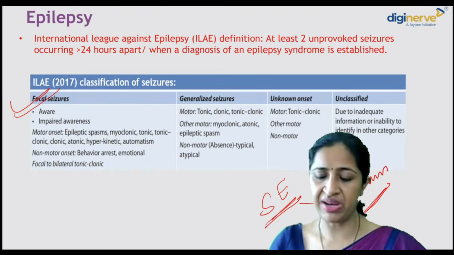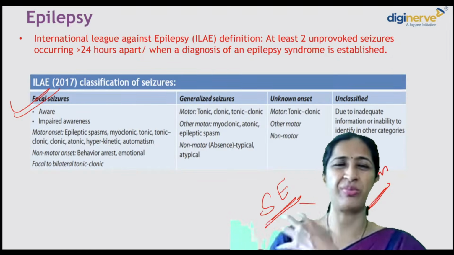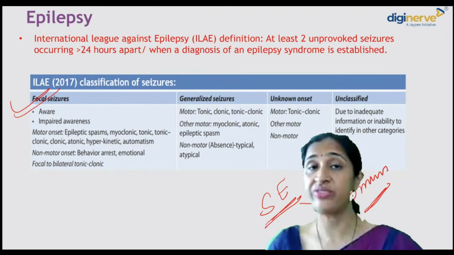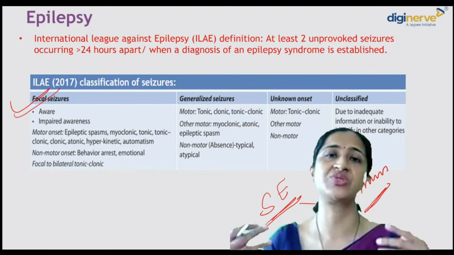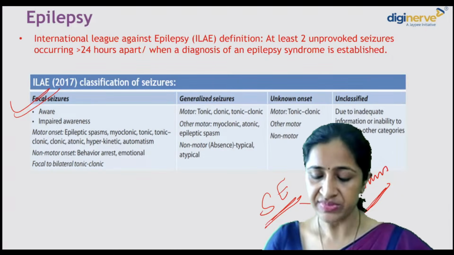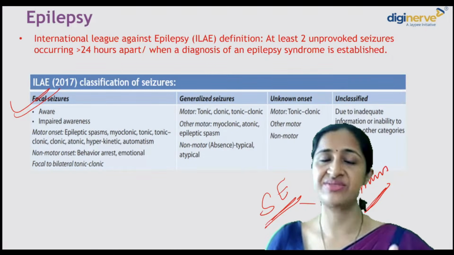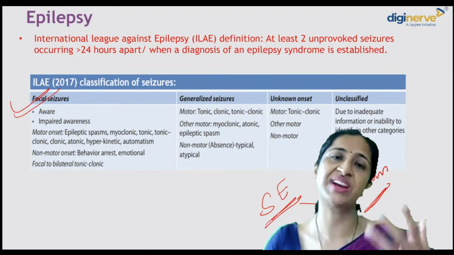And they can be behavioral onset, autonomic features, tingling, numbness, all of it can come under simple seizures, where a child is completely aware. There are no generalized features. Impaired awareness is where the child cannot remember the seizure and the child loses consciousness.